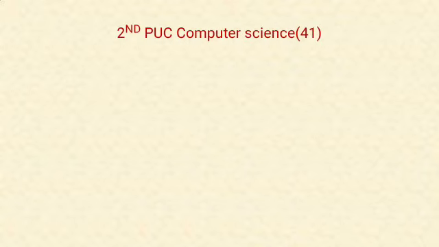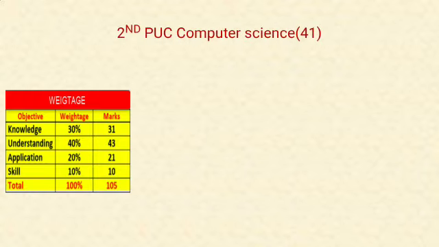In this presentation, I'm going to discuss the subject computer science, second PUC, the weightage and the objectives based on which the marks have been allocated. And I'm going to discuss something about the first chapter, typical configuration of computer system. As you all know, the subject code is 41. And in the first image, I'm going to discuss the marks allocated and the weightage on each objective.